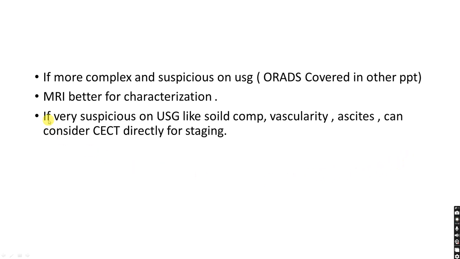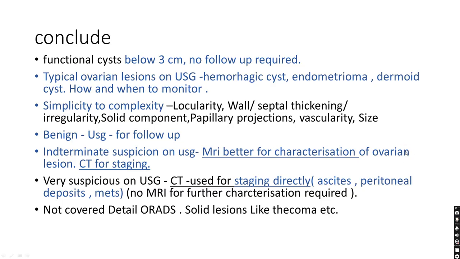So remember, MRI is better for characterization of the lesion, and CT is useful to stage the lesion if it turns out to be malignant. To conclude, functional cysts like follicle cyst and corpus luteal cyst will have a size around 3 centimeter. In those cases, we don't have to do any follow-up. And typical ovarian lesions like hemorrhagic cyst, endometrioma, dermoid cyst, we can diagnose on ultrasound, and we saw how to monitor them depending upon their size and the patient's age.